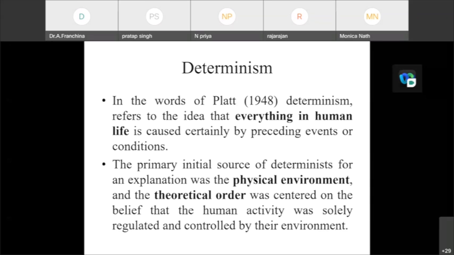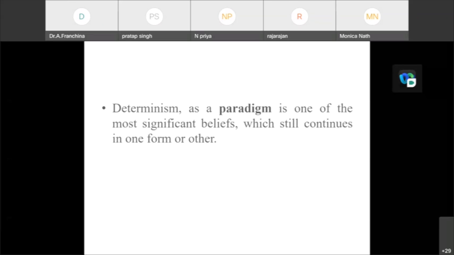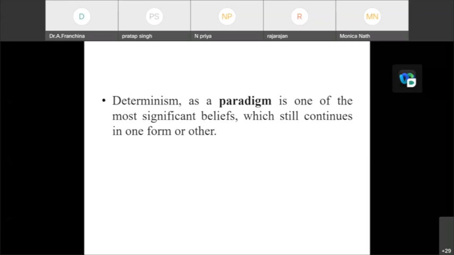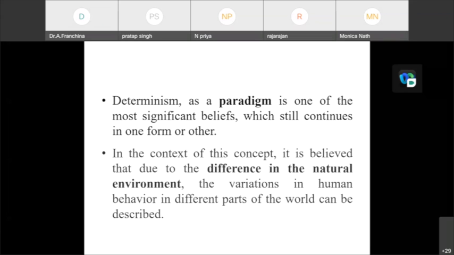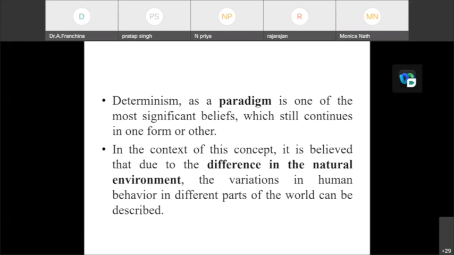But actually, what we are doing, we are controlling the environment. So determinism is a paradigm, one of the most significant beliefs, which still continues in one form or other. In this context, it is believed that due to the difference in the natural environment, the variation in human behavior in different parts of the world can be described.